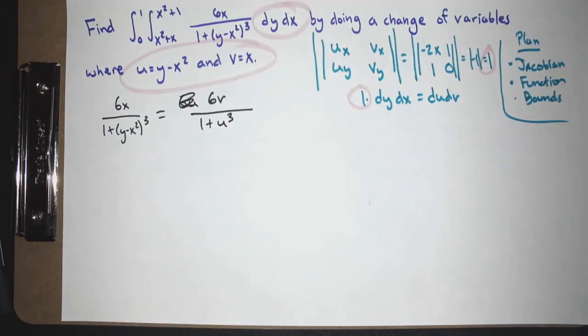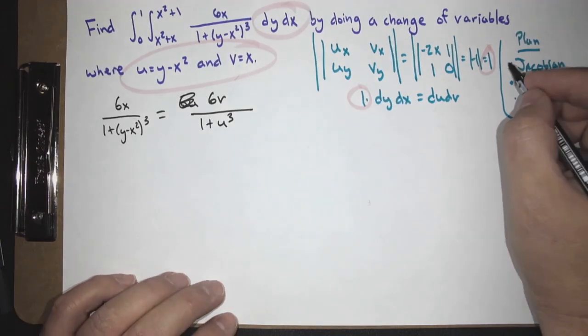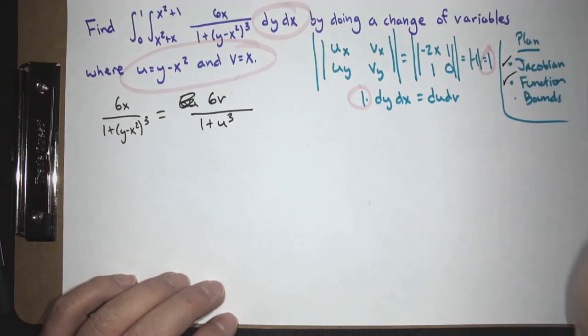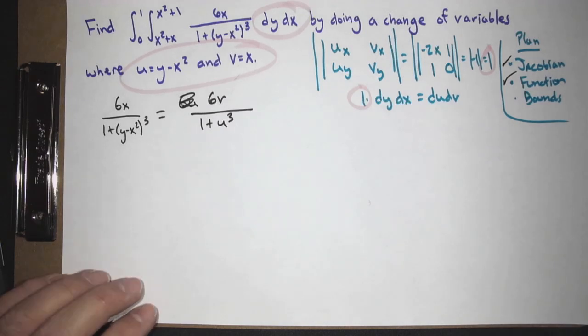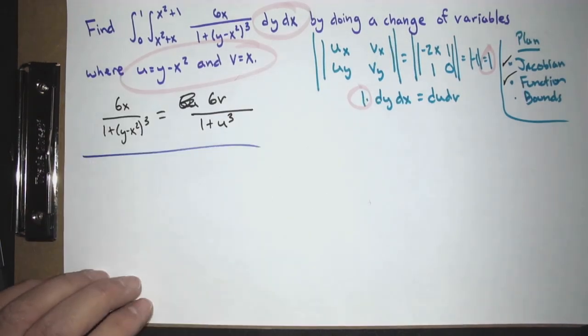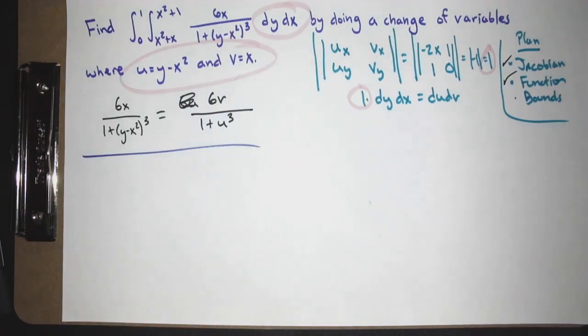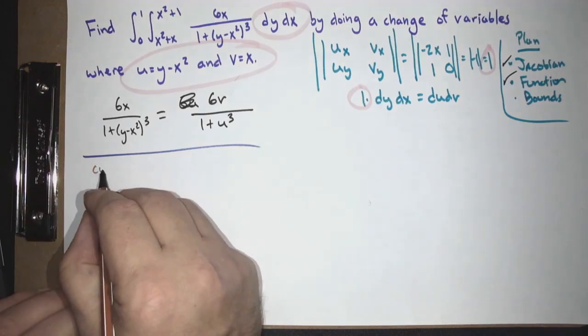Great. Now the function's done, right? We've taken care of the Jacobian. We've taken care of the function. The bounds, we must remember the bounds. Okay, so let's talk about our current bounds. What do we have? Current bounds.